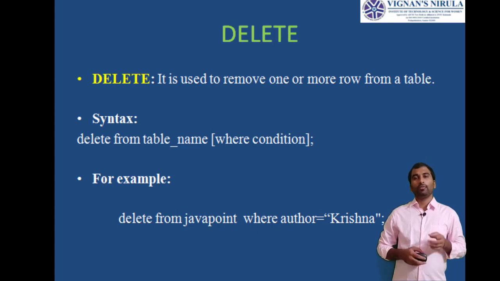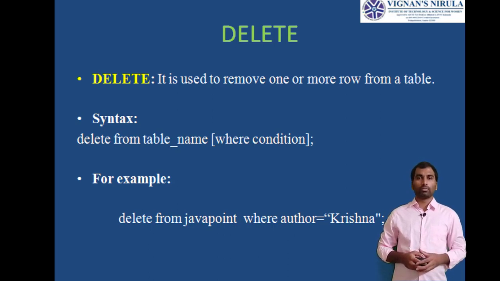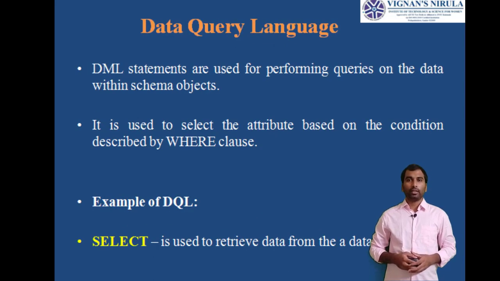For example, if you have a table with 10 rows and an auto increment primary key, and if you use a delete command to delete all the rows, it will delete all the rows but will not reinitialize the primary key. Hence, if you insert any row after using the delete command, the auto increment primary key will start from 11. But in case of the truncate command, the primary key is reinitialized and it will again start from 1. The next one is data query language.